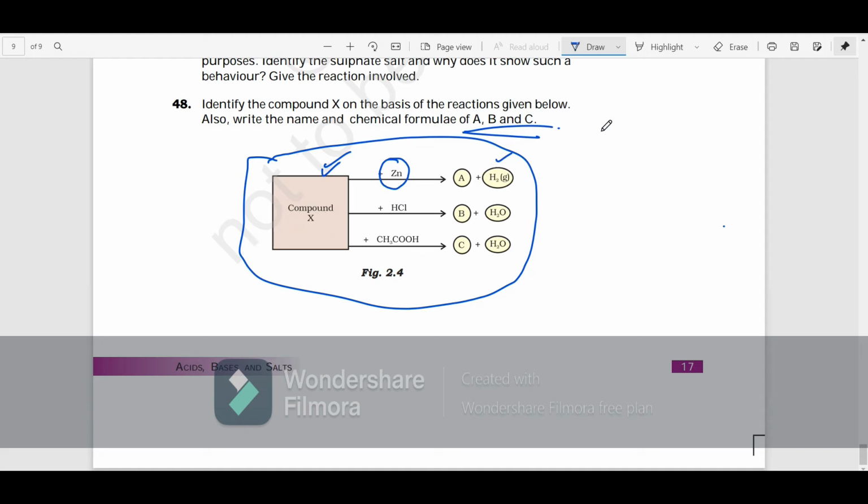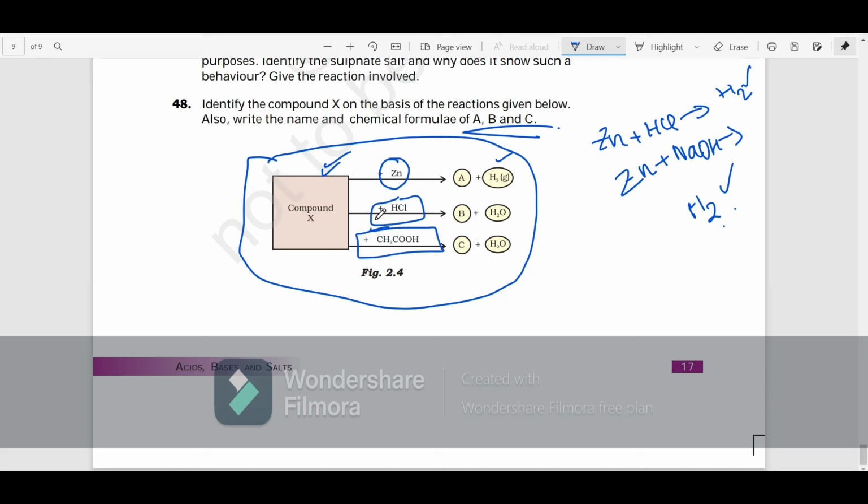If you see zinc with some acid, let's suppose HCl, then also hydrogen gas is produced. Zinc with some base, NaOH, is also producing hydrogen, so this can be an acid or a base. Next, with HCl and with acetic acid, which are both acids, both are yielding water, which seems to be a neutralization reaction. So if both are acids, then this should be some base, which is confirmed now, right?